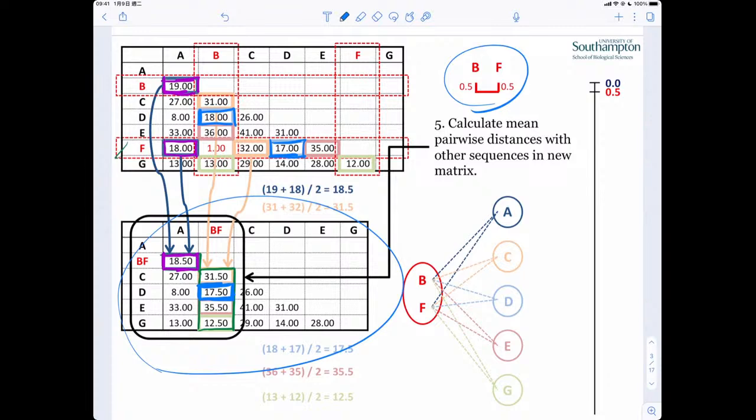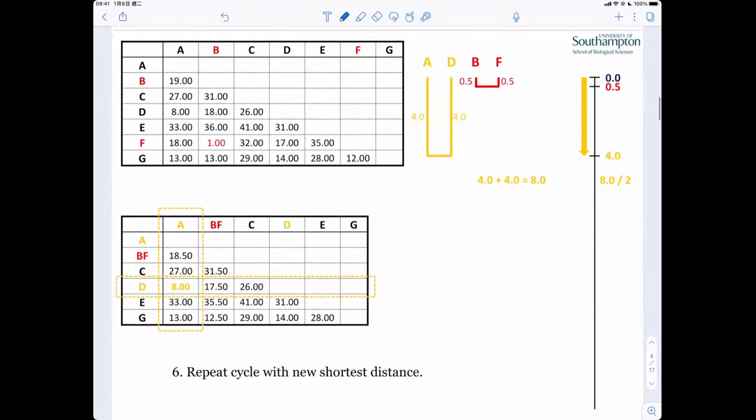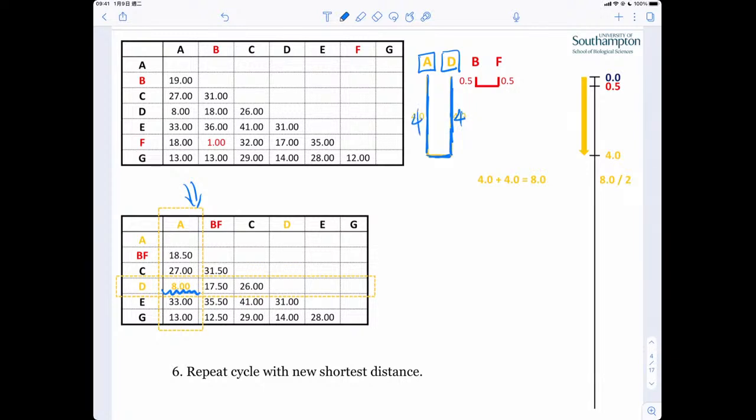So next, we can go to the next row. In this new matrix, the smallest one is right here: A and D, the distance is 8. So we put A and D together and draw this height. That is 4, so the total height is 8. And we put it next to our cluster B and F. So the next step is still the same.